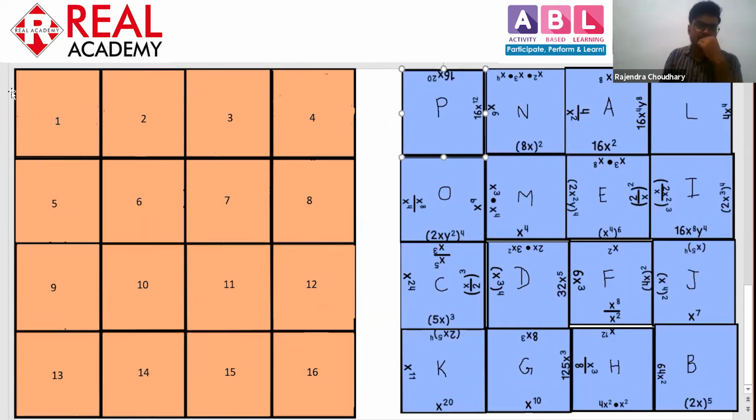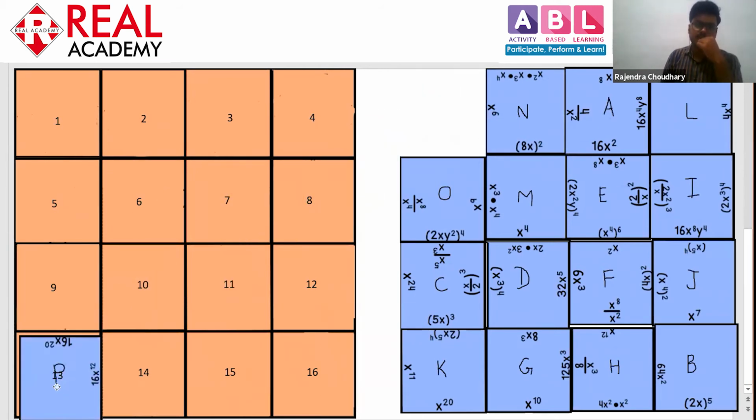We have to arrange it in such a way that if you put this square here, for example, what is visible on top, 16x raised to 20, and here 16x raised to 12, these two should coincide with their respective question or answer. For example, here 16x raised to 20, which question is this the answer of?